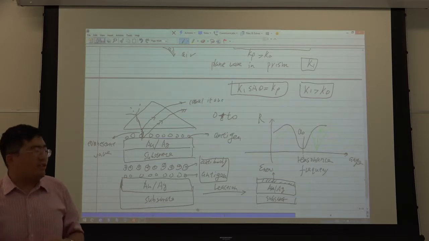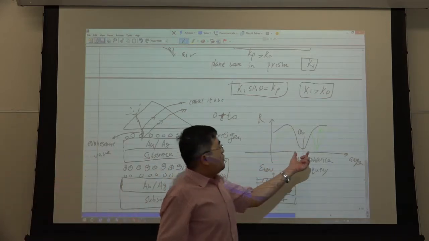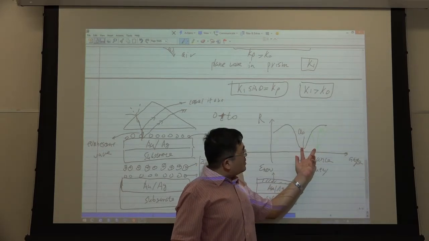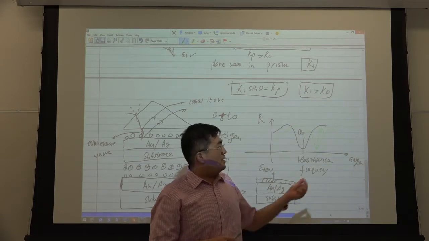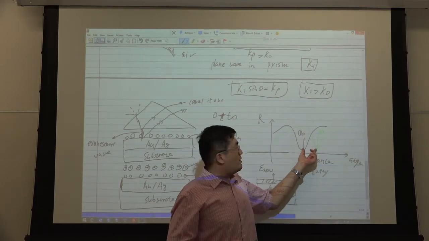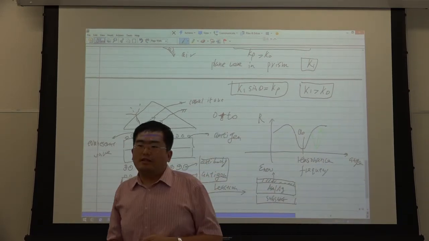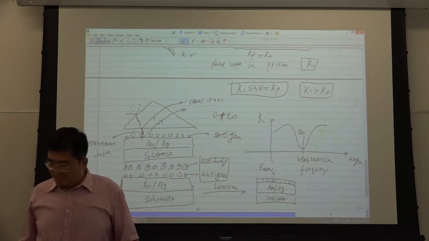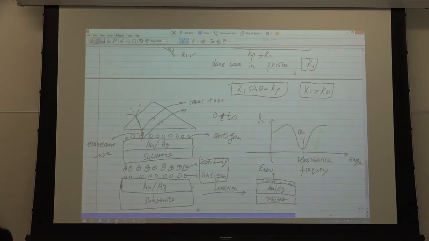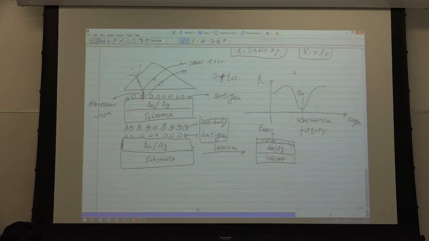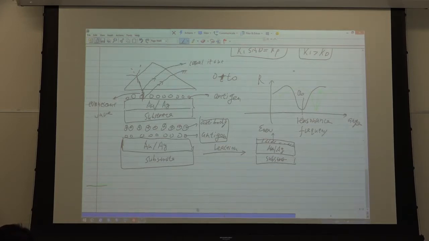This is very, very sensitive. So if you can observe this change, then you know it's some kind of cell. They call it biosensing. This is a very important application, to see the shift of this minimum angle. So this is an important application of surface plasmon excitation.